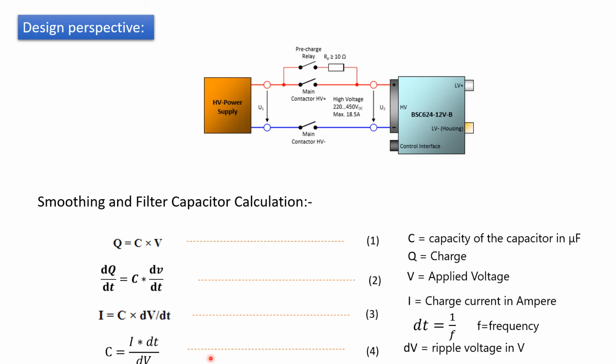I is the charging current in amperes. dt is related to the operating frequency. Suppose you have a single phase supply of 50 hertz or 60 hertz, so that frequency comes into the picture. Once you convert it with a bridge rectifier, the DC conversion will come around 100 hertz. And 100 hertz is nothing but somewhere around 10 milliseconds. So you have 10 milliseconds and a capacitance value.